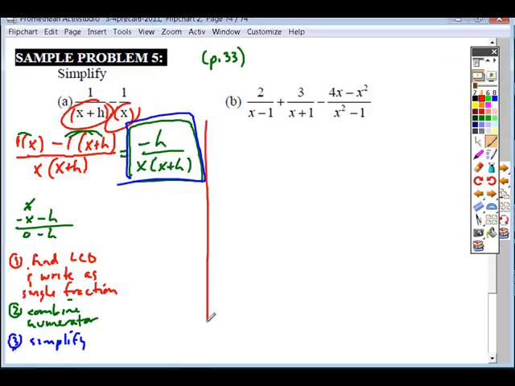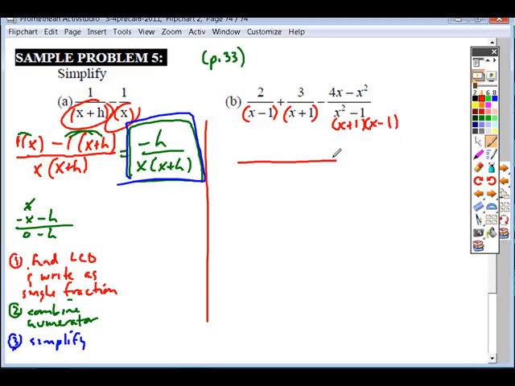Okay, following these same steps, finding the LCD means you have to identify factors of all your denominators. X minus 1 is a factor. X plus 1 is a factor. Well, x squared minus 1 can be factored further. It's the sum and difference of the terms being squared, so an x plus 1, x minus 1.